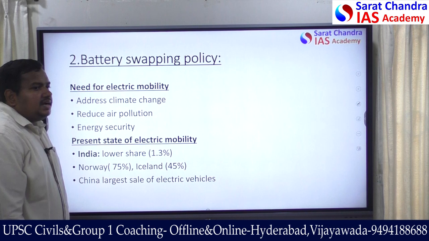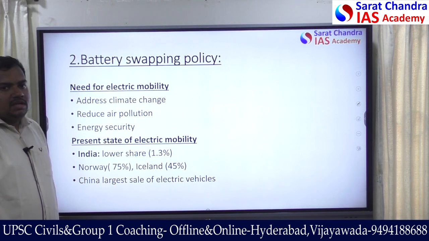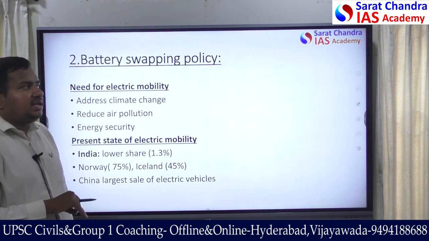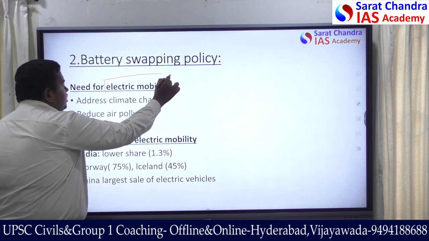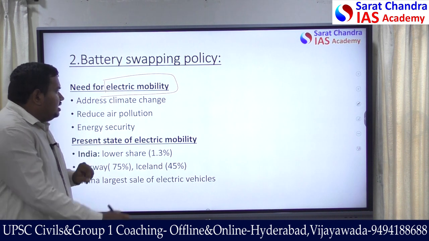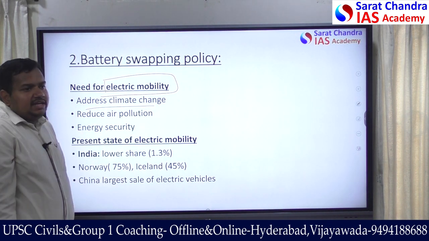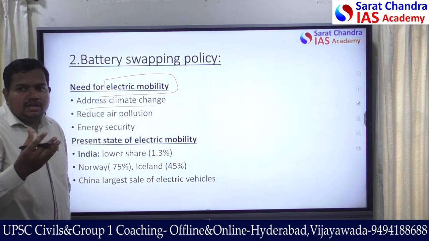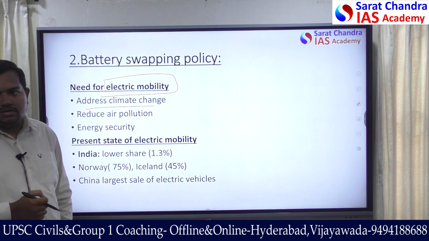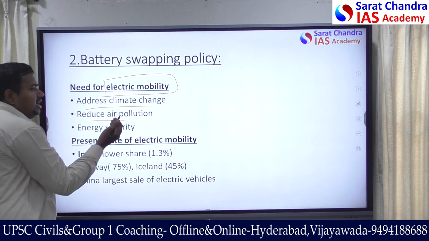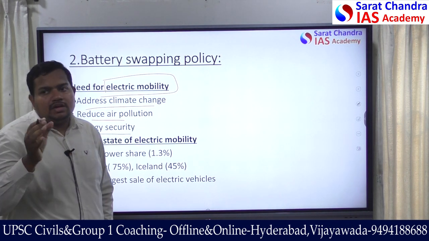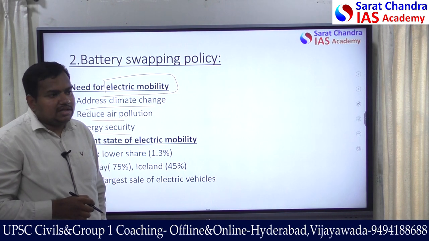Next, second, battery swapping policy. So before understanding what is this battery swapping and what is this battery swapping policy, in general we will look at electric mobility. So what is the need for electric mobility in India? So first, address the climate change aspect. So instead of using petroleum based vehicles, we can use electric vehicles, which will reduce pollution. Okay, climate change aspect, and reduce air pollution, that is there. And energy security, that means our import bill also will reduce with respect to petroleum and natural gas.